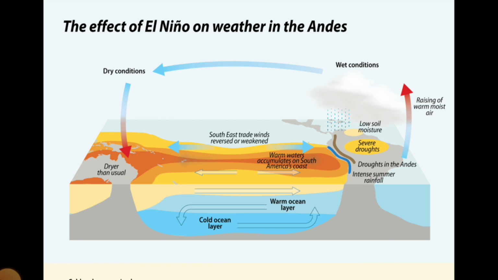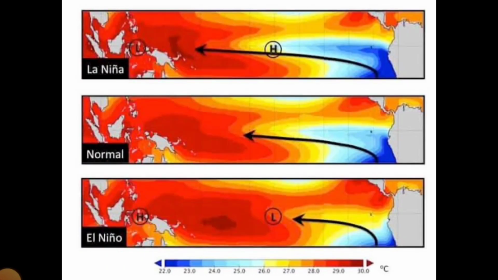So if there is a delayed monsoon or drought condition, this will affect all the other sectors related to agriculture, and there is an increase in forest fire incidents also due to dry and drought-like conditions. Now we'll move on to La Nina.